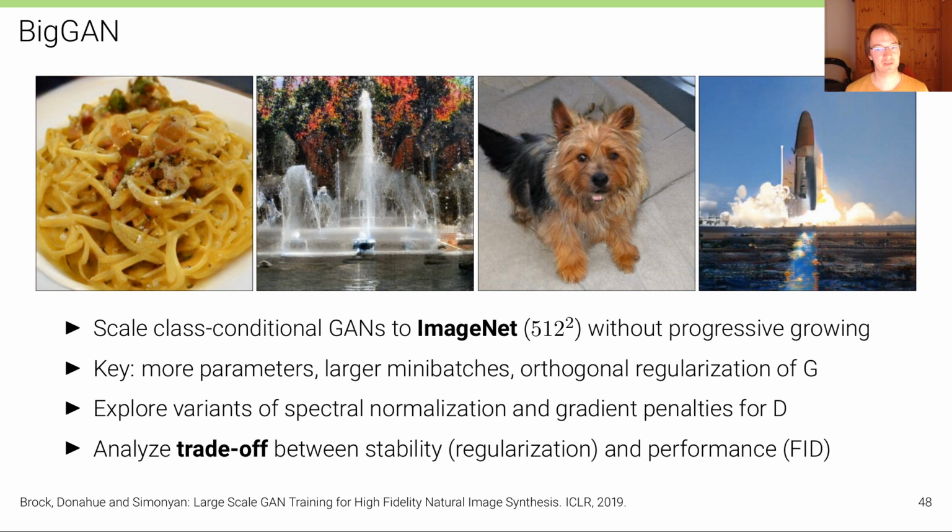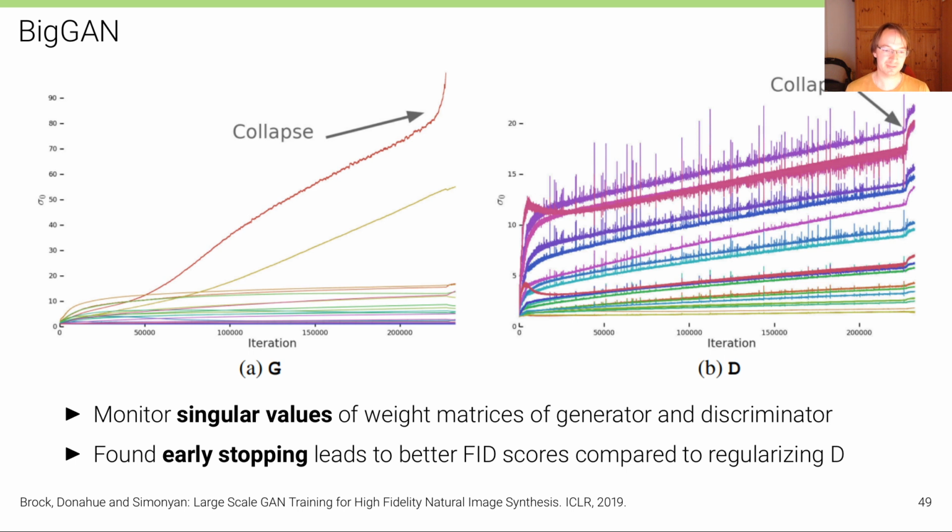And they really found a trade-off there, in the sense that if you include these regularizers, you get more stable convergence, more stable behavior. But on the other hand, you hamper performance in terms of the FID metric. And so what they proposed instead is to monitor the spectrum, the singular values of the weight matrices of the generator and discriminator in order to determine when mode collapse happens, as indicated here, and to stop training at those locations. And they found that this early stopping strategy, compared to the regularization strategy of the discriminator, leads to better FID scores.